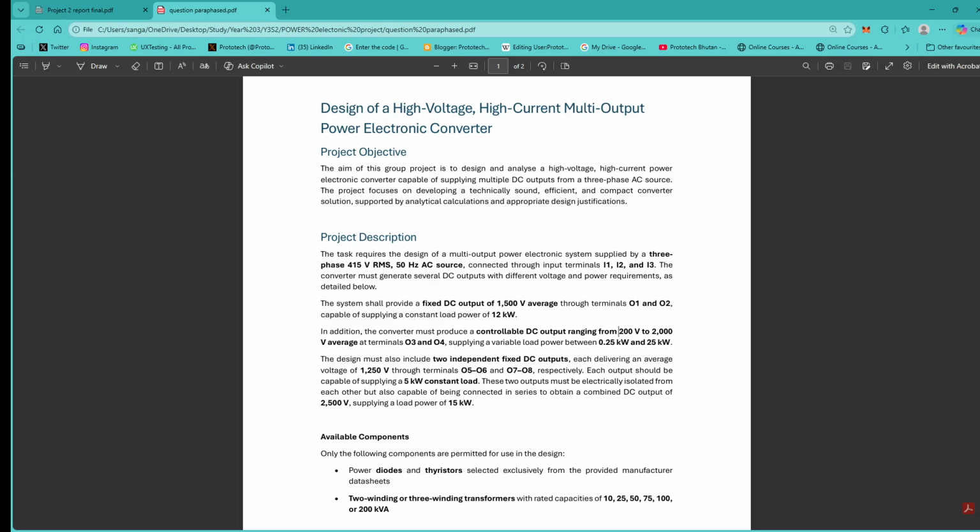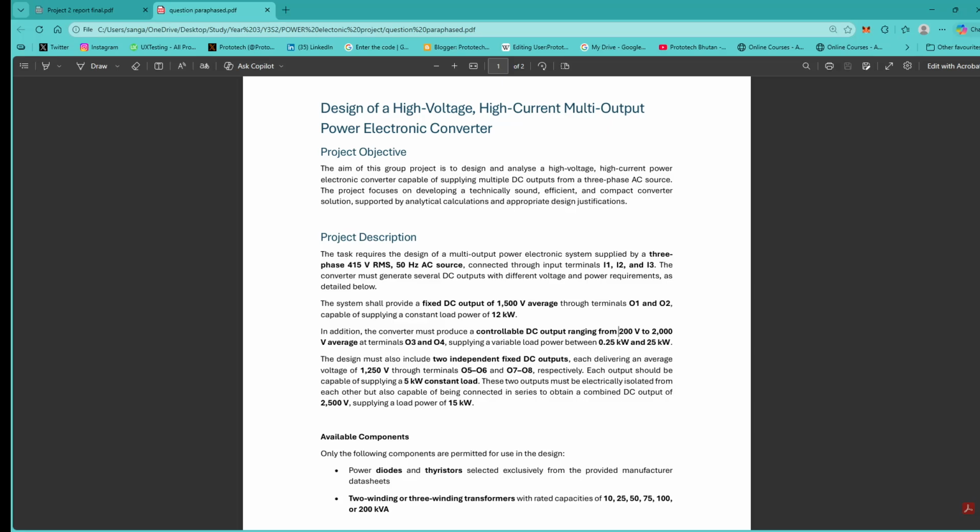Next, a variable DC output of 200 to 2000 volts, supplying a variable load of 0.25 kilowatt to 25 watts at the terminals O3 to O4, is required. And next are two independent, electrically isolated outputs, at the terminals O5 to O6 and O7 to O8.